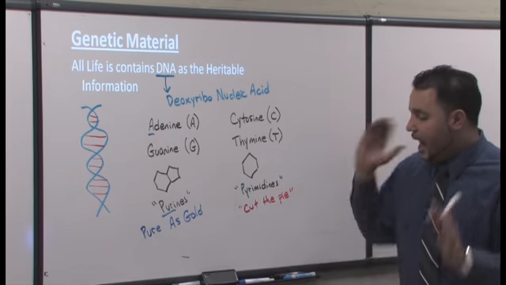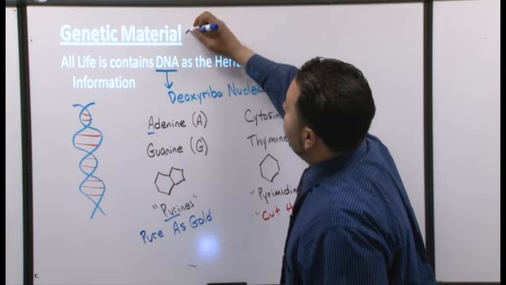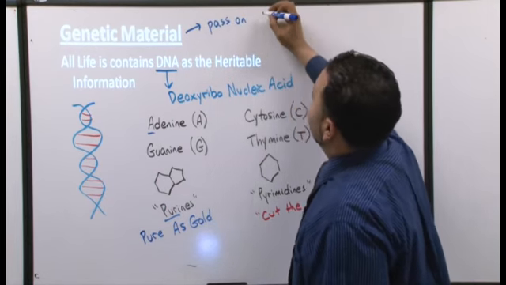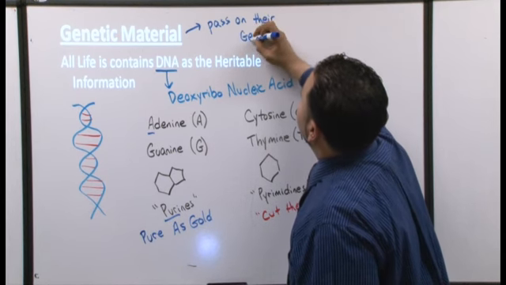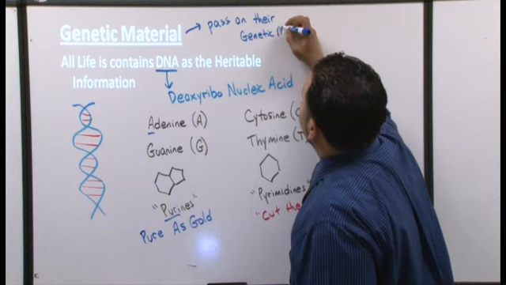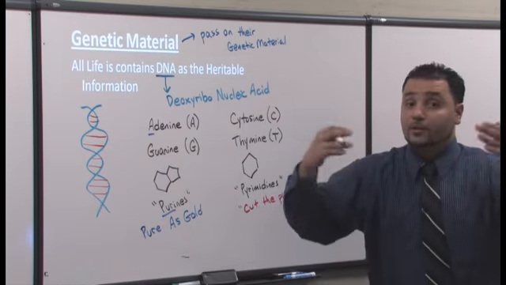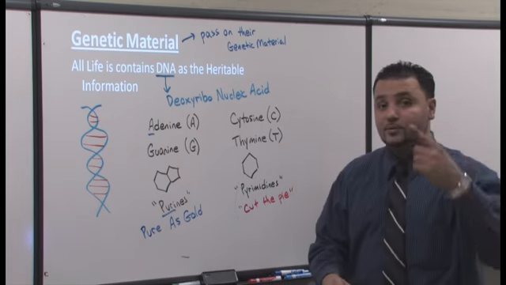Genetic material. Every living thing needs DNA. Okay, and the reason why is because they have to be able to pass on their genetic material. Excellent. Okay, and the only way to do that is by having some sort of molecule that's very convenient and that has all the information. Okay, and with that said, I'm going to the next slide.